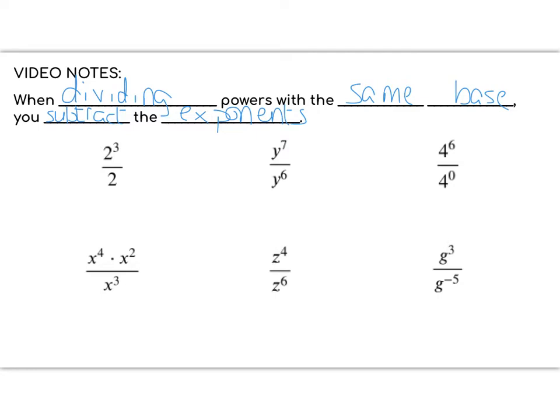So 2 to the 3rd divided by 2, remember that's a 1 there, so this would be 2 to the 3 minus 1, which is 2 squared, okay? Y to the 7th divided by y to the 6th, that would be y to the 7 minus 6. I'm dividing with the same base, so I subtract, and that would be y to the 1st, or just y. If I have 4 to the 6th divided by 4 to the 0, that would be 4 to the 6th minus 0, which is just 4 to the 6th. Again, this makes sense. 4 to the 0 is 1, right? What is anything divided by 1? Itself. So that didn't change.